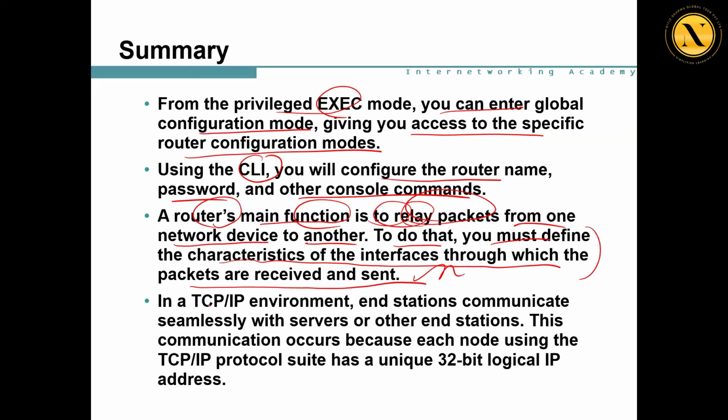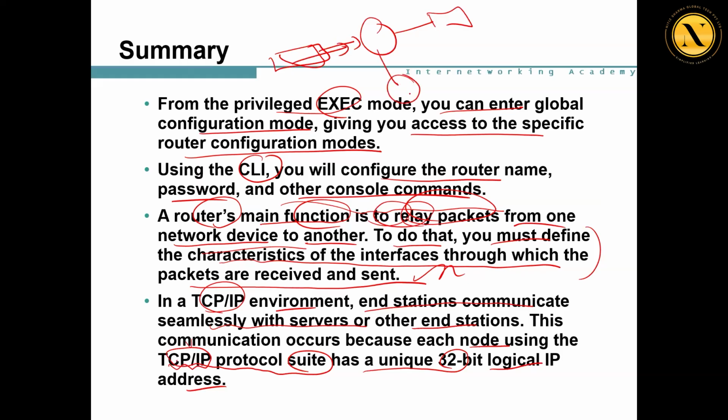In a TCP/IP environment, end stations communicate seamlessly with servers or other end stations. This communication occurs because each node using the TCP/IP protocol suite has a unique 32-bit logical IP address. Okay. A router's main function is to relay packets from one network device to another. So a router may receive a packet from a switch and forward it to another switch, or may receive from a switch and forward it to another router, or may receive from a router and forward it to another switch or router, whatever, right?